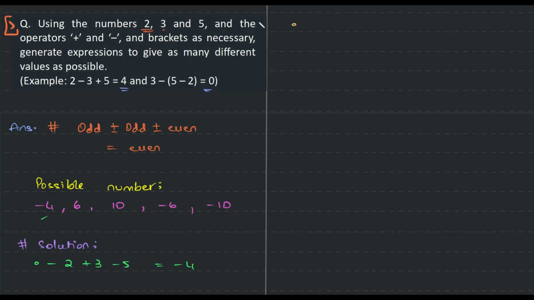Then we need 6. How can I get 6? If I have 5 plus 1, I'll get 6. So I have 5 plus of 3 minus 2. This will give me 6. So this is done. Then minus 6 also I can try. It's quite simple. Minus 5 minus of 3 minus 2. This will give me minus 6.